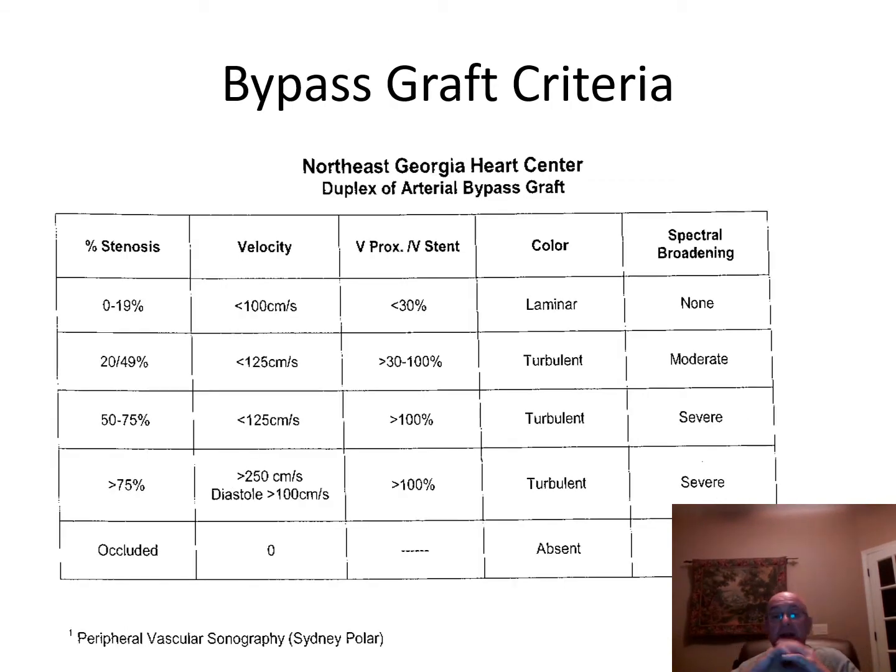Bypass grafts are interesting in that they have a little bit different velocity criteria because the material that they use is not that of a native artery. So we can actually get a little bit better on degree of stenosis with these, oddly enough. But we have categories 0 to 19, 20 to 49, which you can see have relatively low velocities. And this is where we're actually comparing the velocity of the proximal portion versus the actual graft or stent itself. And this would be the percent change in velocity increase.